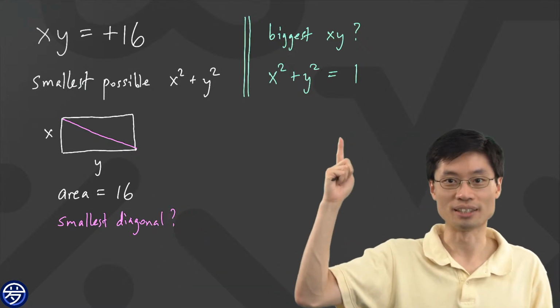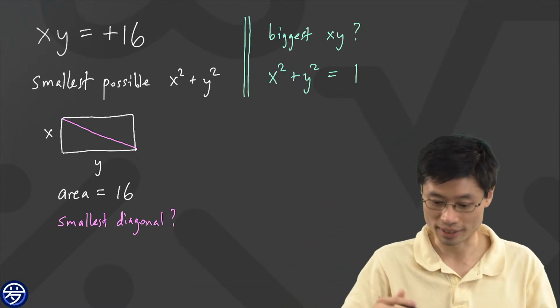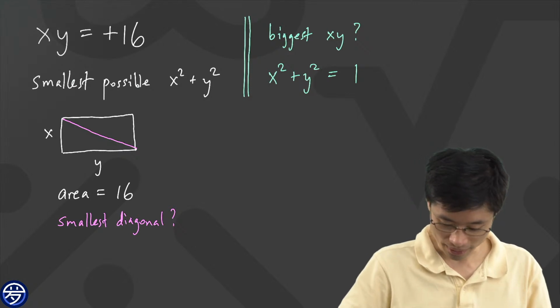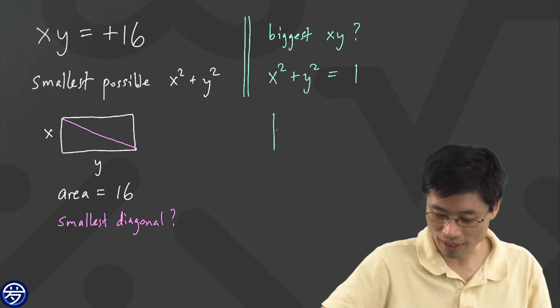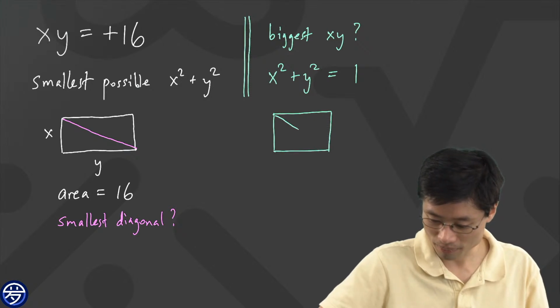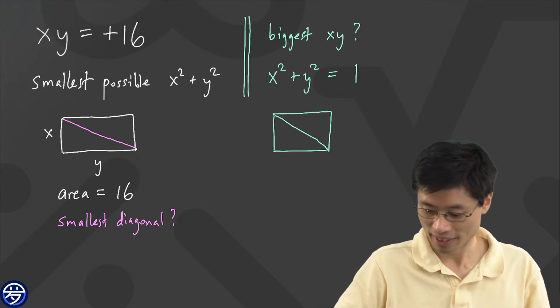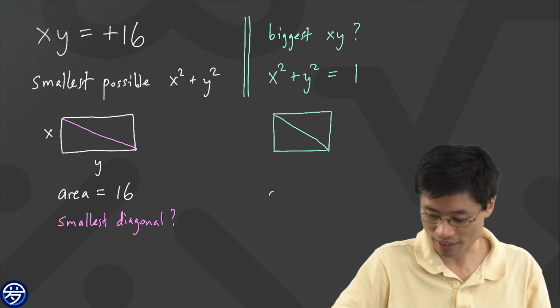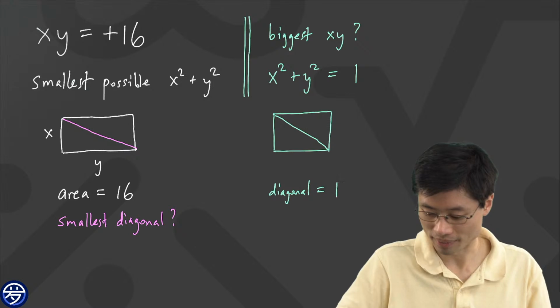Well, I can be even more specific. Let me flip over here. This one asks the question just turned on its head. This question is saying, I've got my rectangle, and suppose that I'm given that the diagonal is something, 1, and I'm asking for the biggest area.